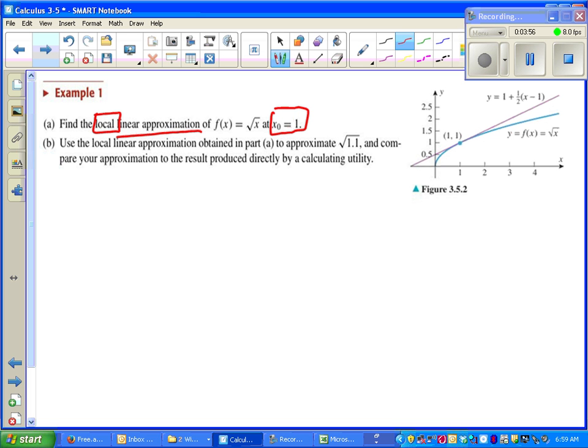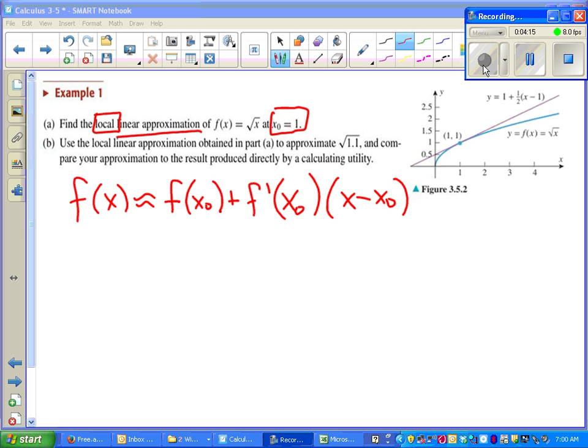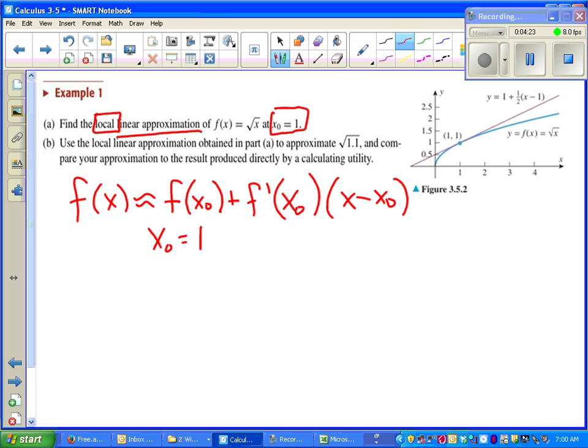So let's put our formula into effect. First, I like to write down my formula. F of x is approximately equal to f of x0 plus f prime of x0 times x minus x0. There's a lot of things in this formula. I need to know what f of x0 is, which means I probably need to know what x0 is. In this case, it's 1. Now I can figure out f of x0, which really means f of 1, which really means square root of 1, which is 1.